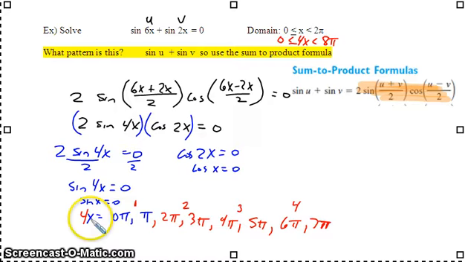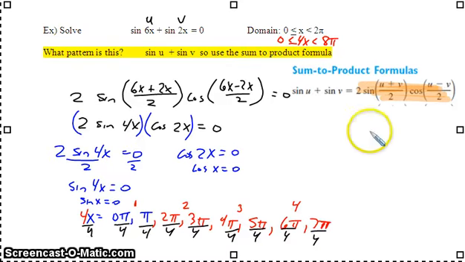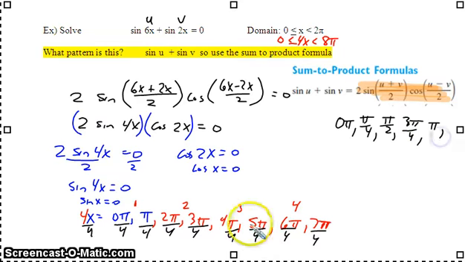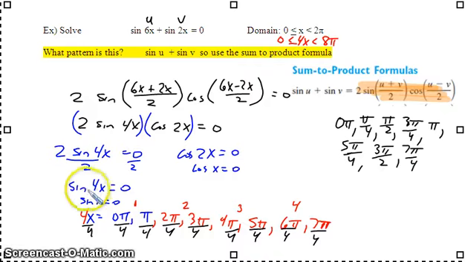But again, that's what 4x is. I don't want 4x, I want x. So I have to divide all of these by 4. And I'll list these over here then. We're going to still get 0. We're going to get pi over 4. 2 pi over 4 is pi over 2. 3 pi over 4. 4 pi over 4 is just pi. 5 pi over 4. 6 pi over 4 is 3 pi over 2. And 7 pi over 4. So far, those are all the answers just for this first part of it.